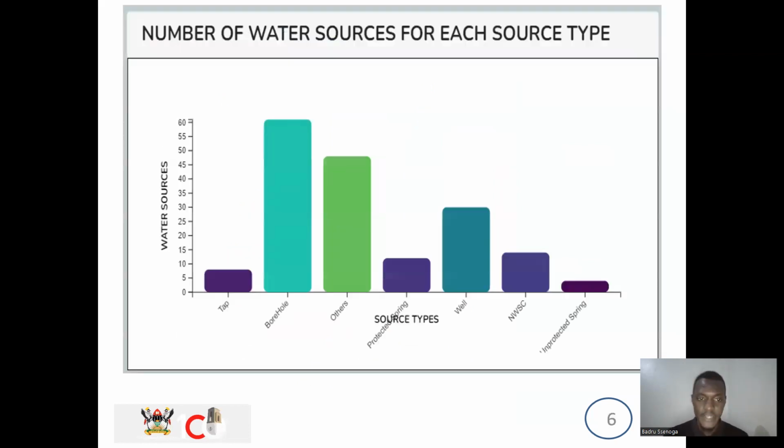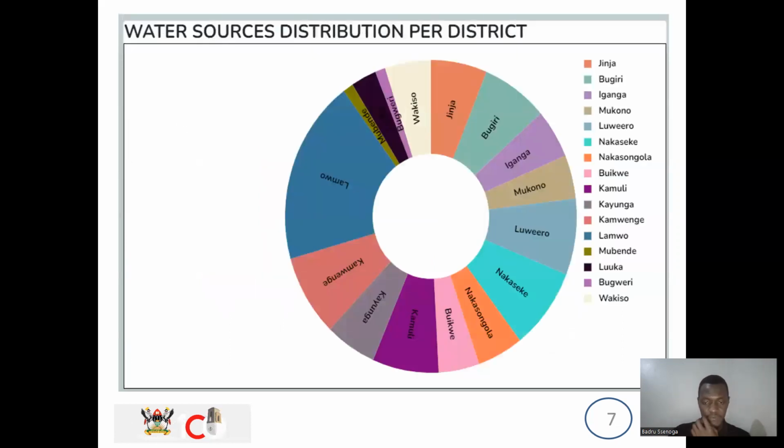And then I did a histogram whereby I was able to tell the number of water sources for each source type. If the source type is tap, how many water sources were used in this particular research? When you move the cursor over the bars, you can see the numbers, as we are going to see in the demo.